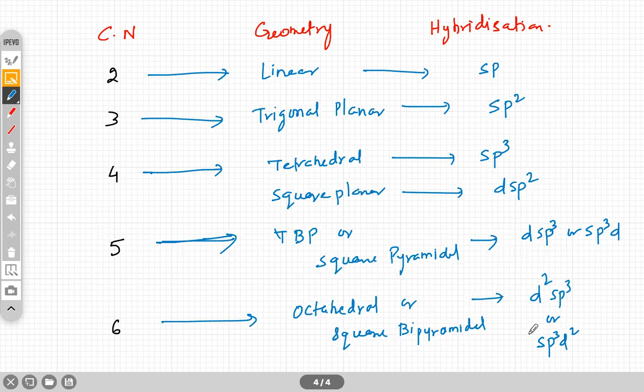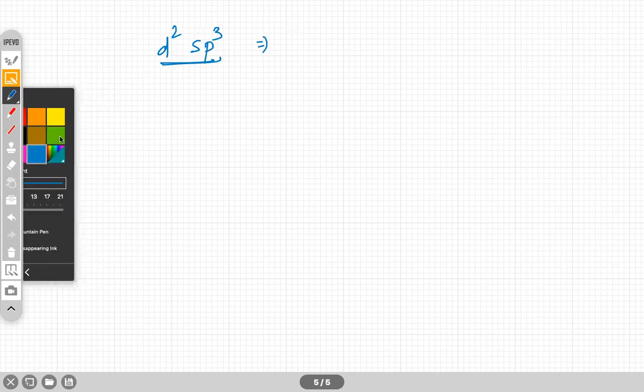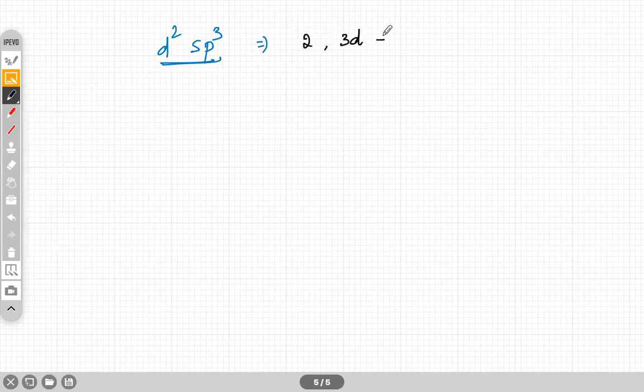One more thing here. This d2sp3 and sp3d2, what is this? See here, if you write down d2sp3, it means this hybrid orbital forms by the combination of two 3d orbitals plus one 4s orbital and three 4p orbitals. Right? These are the numbers we have. So 2 3d, 1 4s and 3 4p.